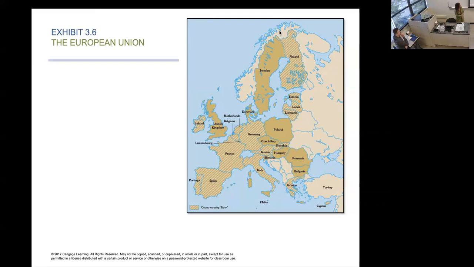Anyway, here are the member countries. The UK was still there at the time, I guess, whoever made this graph. It's from the 2017 edition, but it was probably made in 2016 when they were still voting on it, right?